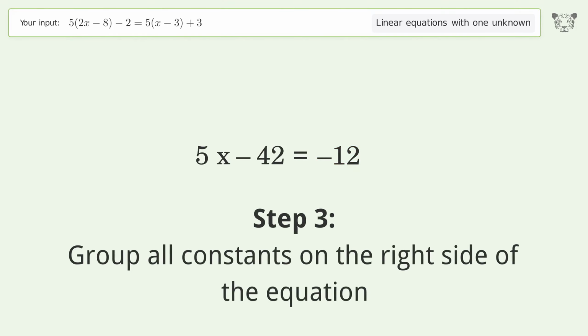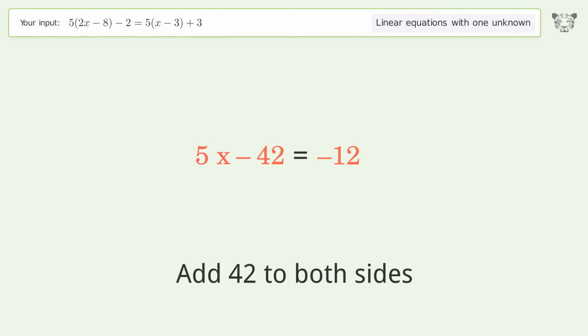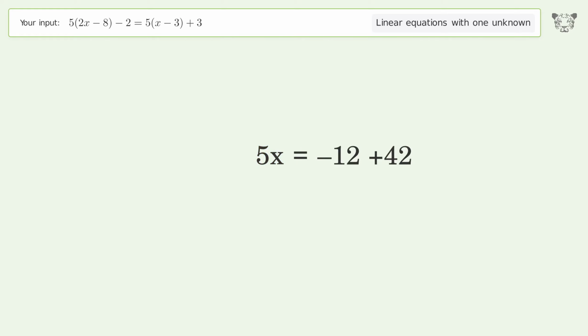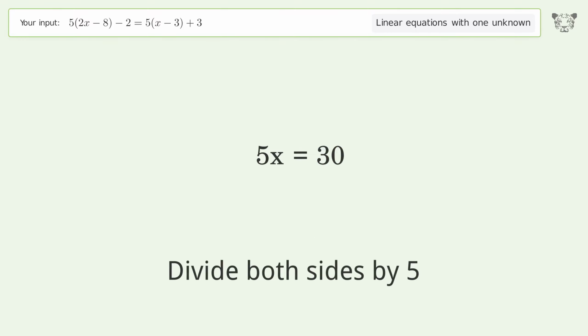Group all constants on the right side of the equation. Add 42 to both sides. Simplify the arithmetic. Isolate the x. Divide both sides by 5.